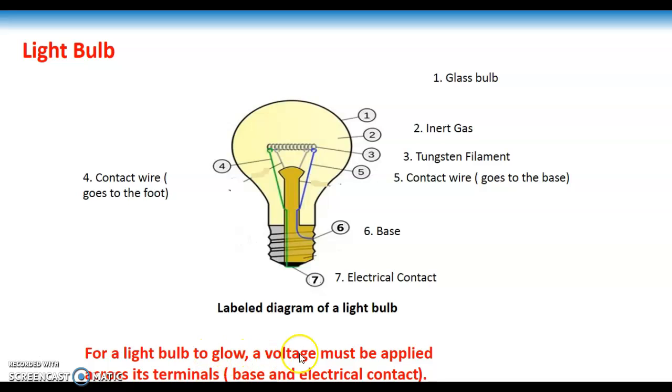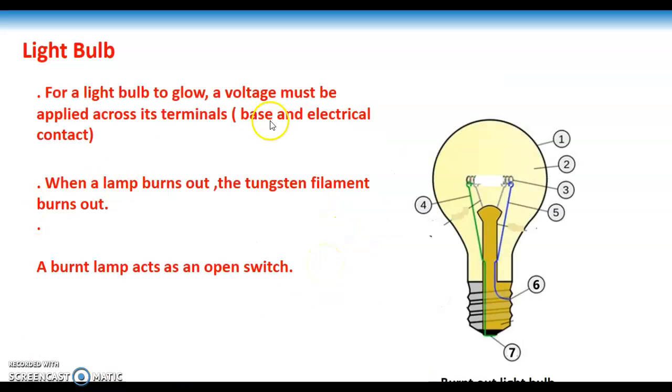So for a light bulb to glow, a voltage must be applied across its terminals, which are the base and the electric contact. So we have to apply a voltage across them. When the lamp burns out, the tungsten filament burns out and it cuts off, it breaks the circuit, acting like an open switch.